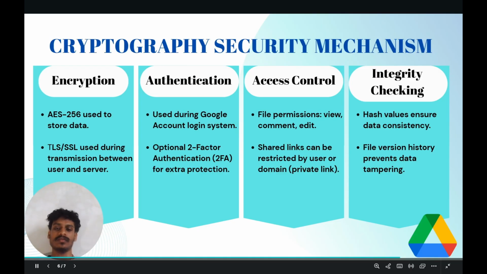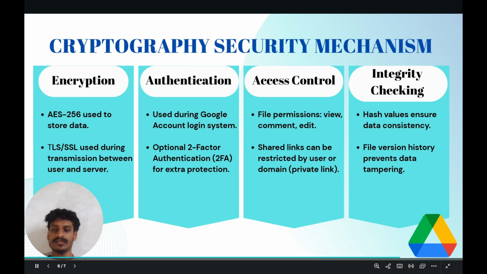The second mechanism is authentication. Authentication is used during the Google account login system. For example, a user wants to log in to their account. First, they need to enter their username and also their correct password. Only then can they log into the system. The second is optional two-factor authentication for extra protection.